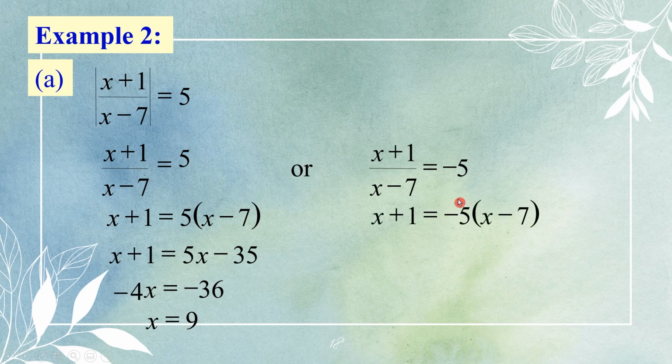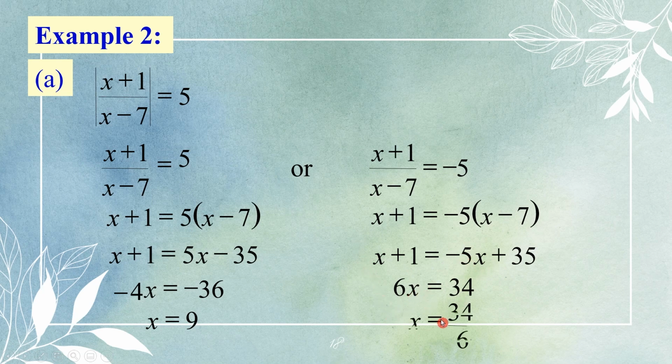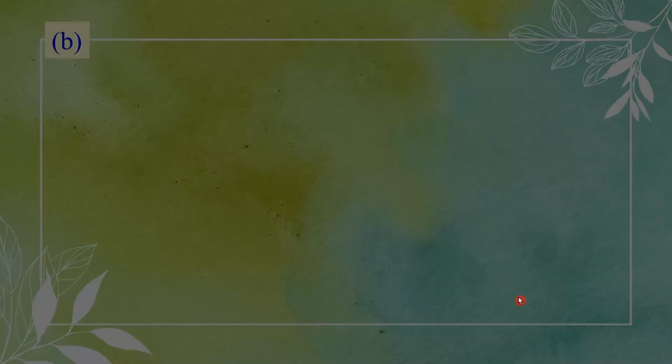The second part here, as usual, x - 7 we bring to the right and then we expand, becoming -5x + 35. And then we solve 6x because -5x we bring to the left. Okay, 6x = 34, therefore x = 34 over 6. Alright, so let's look at the next example.